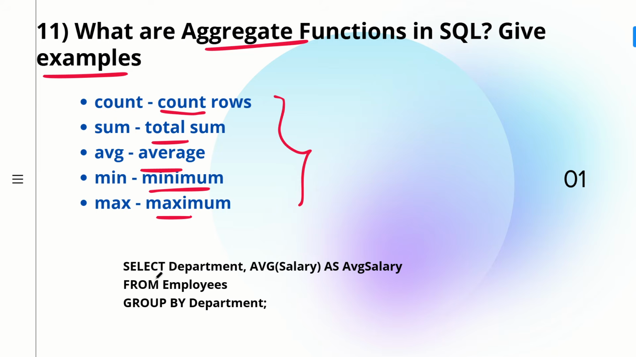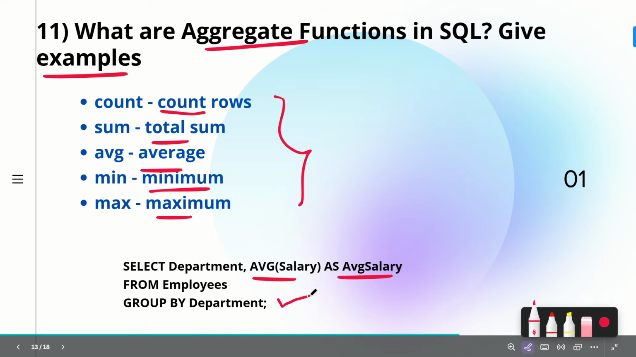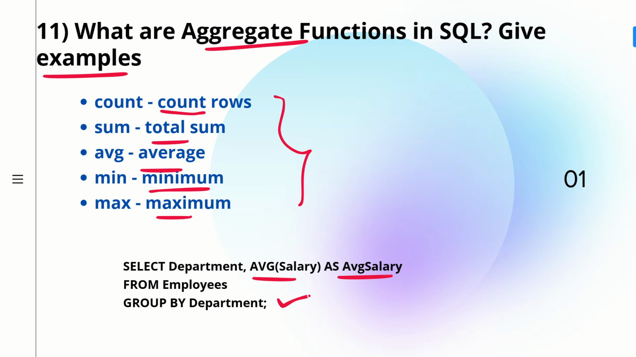Here you can see the example. Here we have written select department and average of the salary as average salary from the employees, and we are grouping by department. So based upon the department we will have different department groups, and from those we are getting the department and their average salaries.